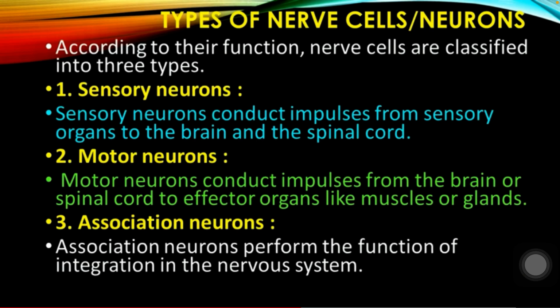So first one is nervous control. Students, humans can respond to changes in their surroundings due to nervous control. Impulses are generated in the human body in accordance with changes in the surrounding. For example, if outside there is a cold, your body will respond immediately. You will start feeling cold.